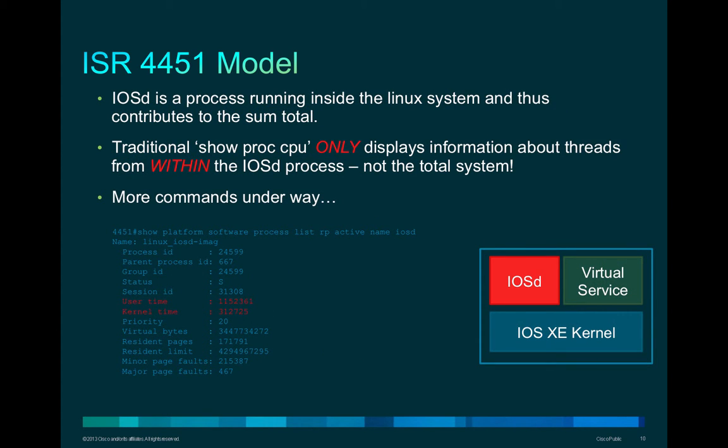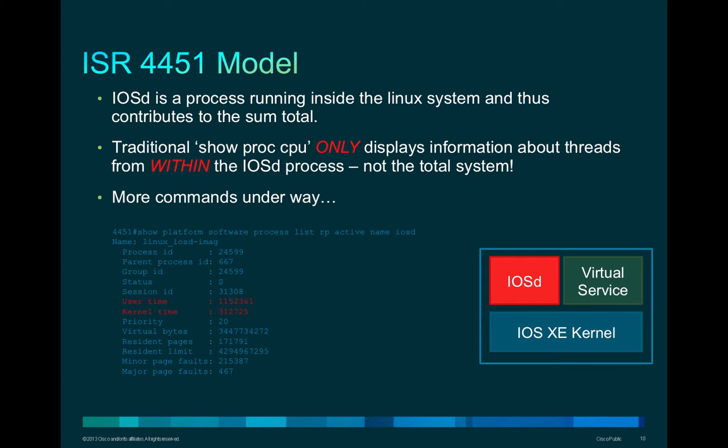As IOSD is a process running inside Linux, if one issues the very familiar show process CPU command, it will not show the total system utilization. Rather, only the load of the processes and threads from within IOSD. In other words, if something outside of IOSD is creating a load on the CPU, show proc CPU could quite possibly display no utilization at all.